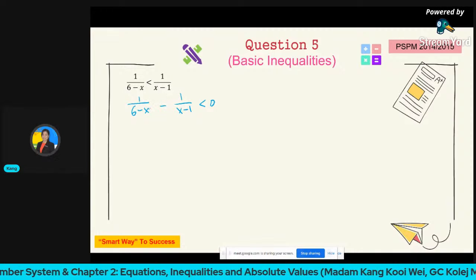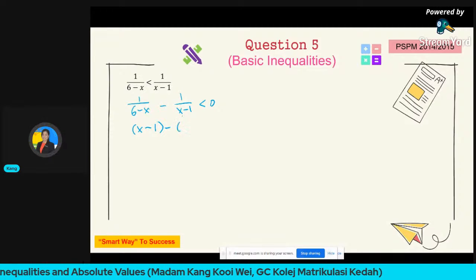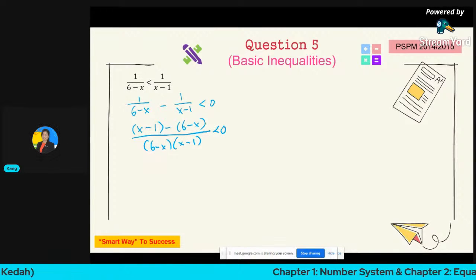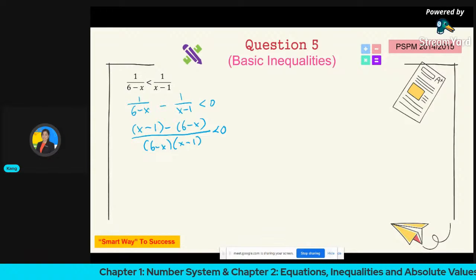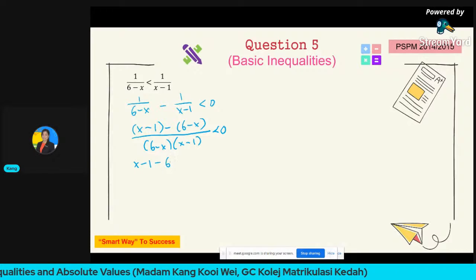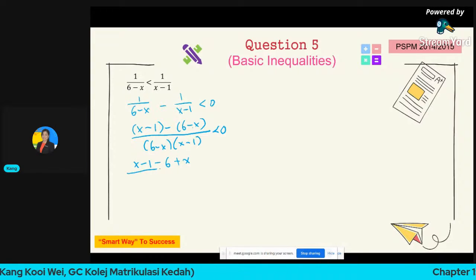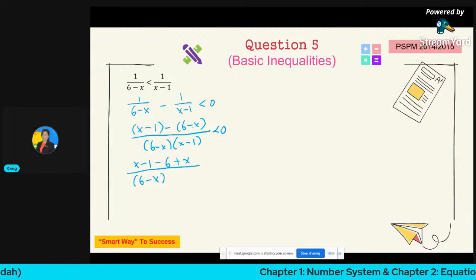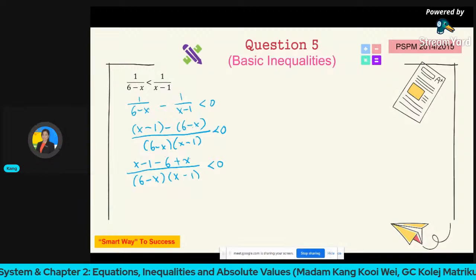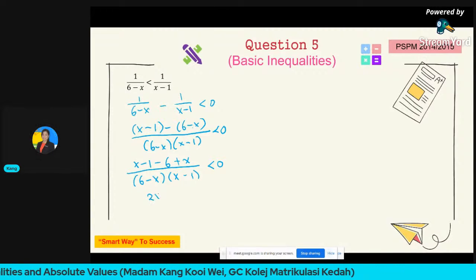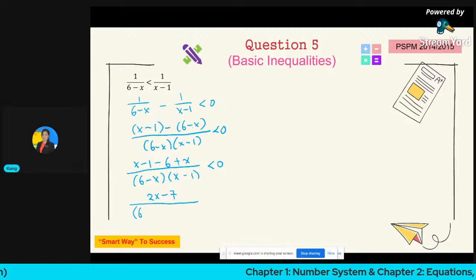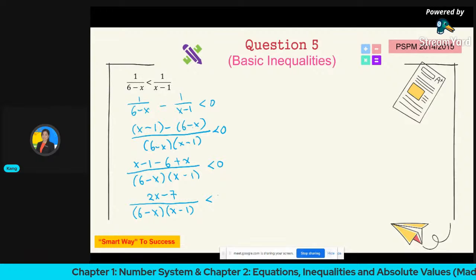After that, we need to find out the common denominator, 1 times x minus 1 minus 1 times 6 minus x over 6 minus x times with x minus 1 less than 0. Okay, next, for the numerator, we need to open the bracket. x minus 1 minus 6. Negative become positive x over 6 minus x, then x minus 1 less than 0. Then we need to simplify the numerator. x plus x become 2x. Negative 1, negative 6, it will become negative 7 over 6 minus x, x minus 1 less than 0.